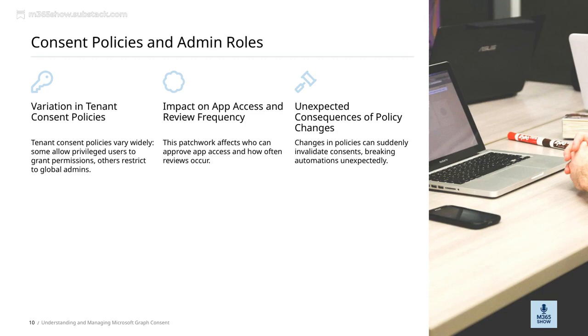Understanding how Microsoft Graph Consent works is crucial for managing your environment effectively. One key point to remember is that changes in policies can sometimes happen unexpectedly and invalidate existing consents. This can break automation processes without warning, causing disruptions. It's important to realize that these policy changes don't just affect permissions. They also influence who is authorized to approve app access and how frequently reviews are conducted.